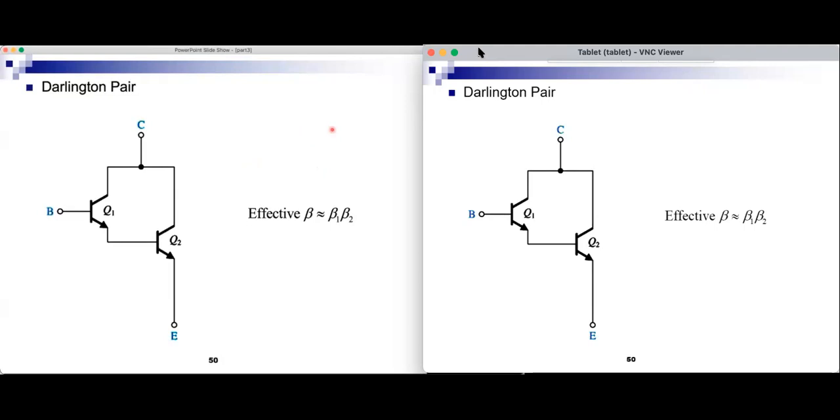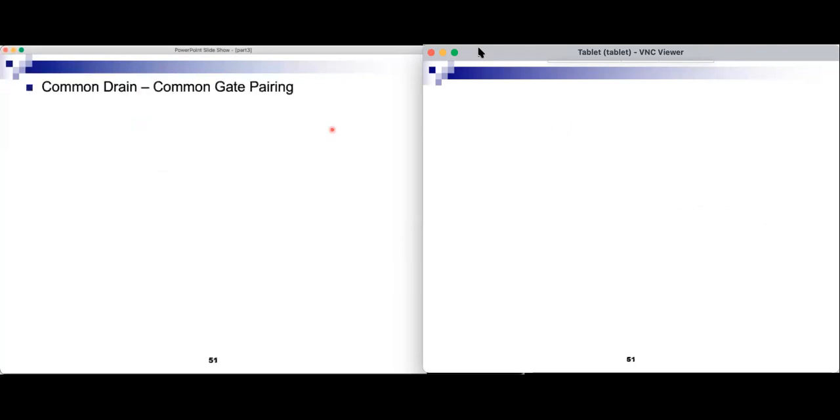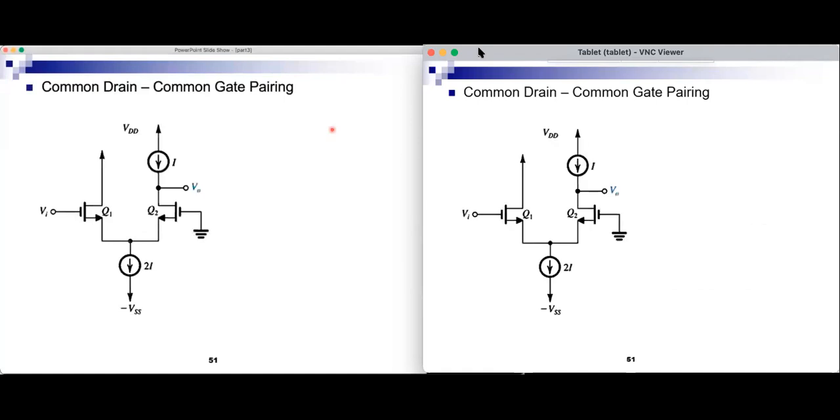Okay, next configuration is the common drain, common gate. So a combination of common drain and common gate. If you look at the circuit, how can you justify that this is common drain, common gate? Let's see. Let's look where's the input. The input is here and the output is here.